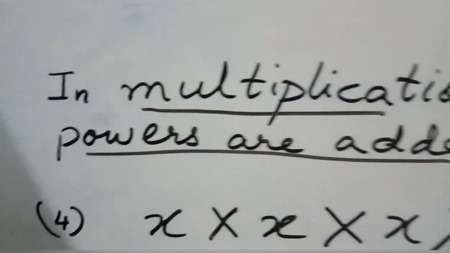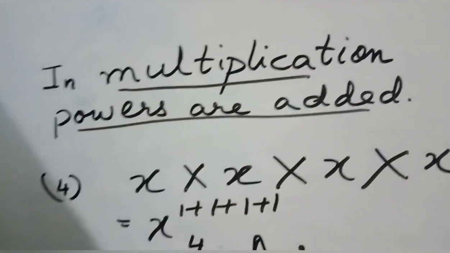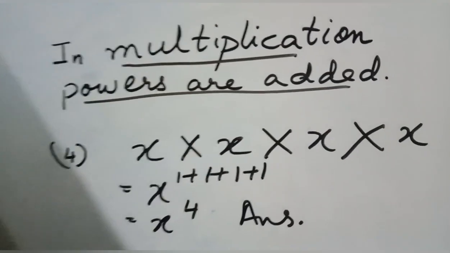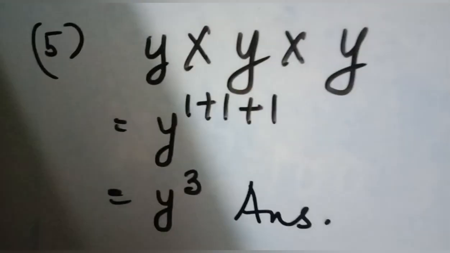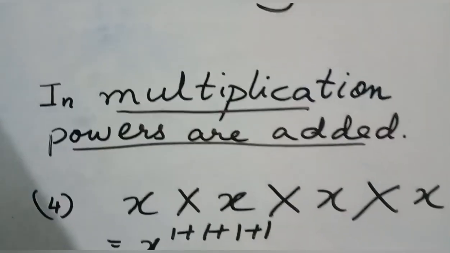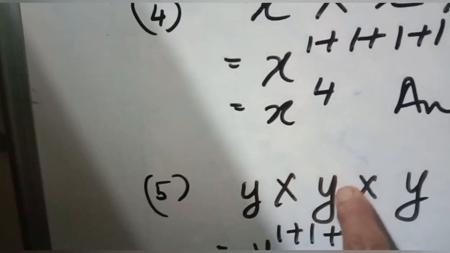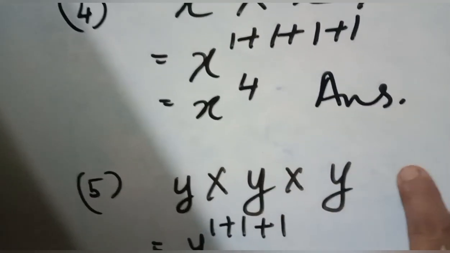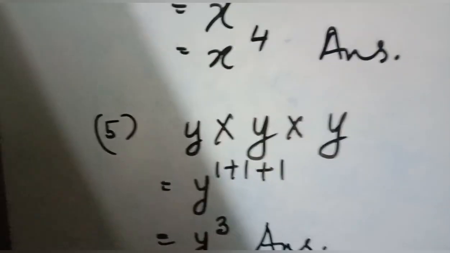What is the general rule? In case of multiplication, powers are added. Always remember, in case of multiplication, powers are added. Let us do the next one. Y into y into y. Okay? So, what is our rule? In multiplication, powers are added. So, what is the power? If nothing is given, then the power is 1. Always remember, if nothing is given, the power is 1. So, 1 plus 1 plus 1. Y to the power 3.